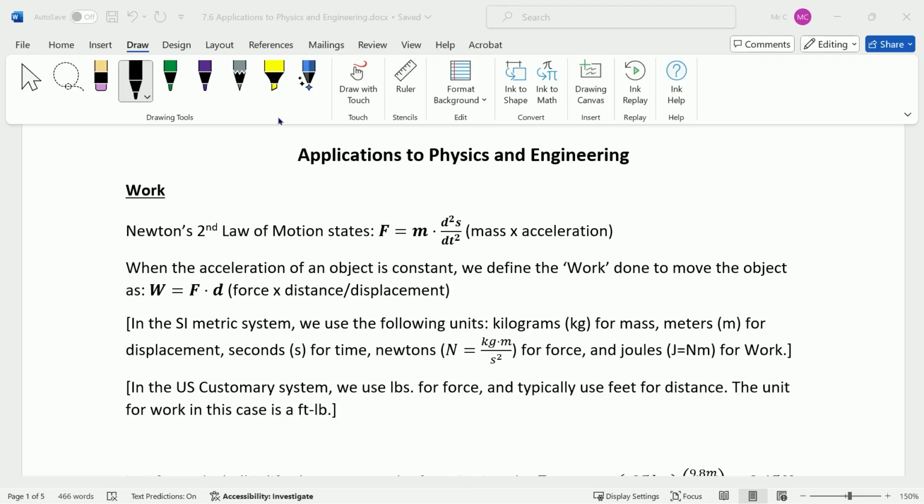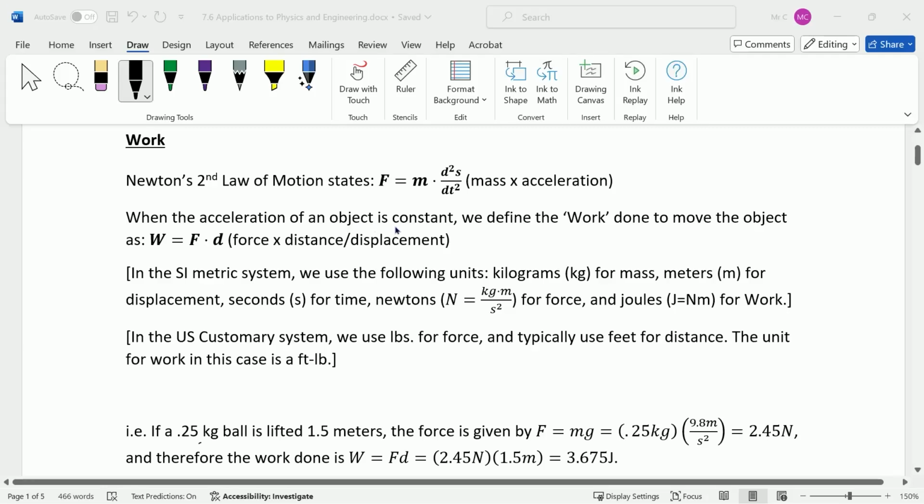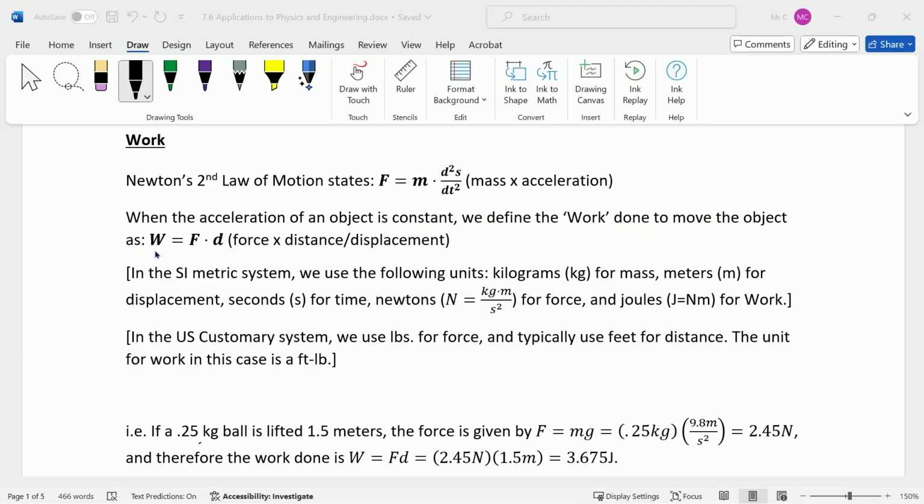So we're going to talk about work, and work is based on the idea of how much force is required to move something a certain distance. Newton's second law of motion states that force equals mass times acceleration. And when the acceleration of an object is constant, we define the work done to move the object as W equals F times D. So in other words, force times the displacement.